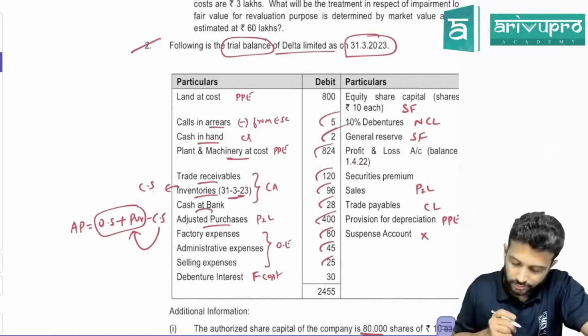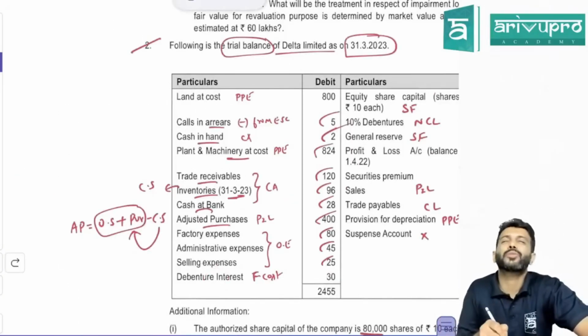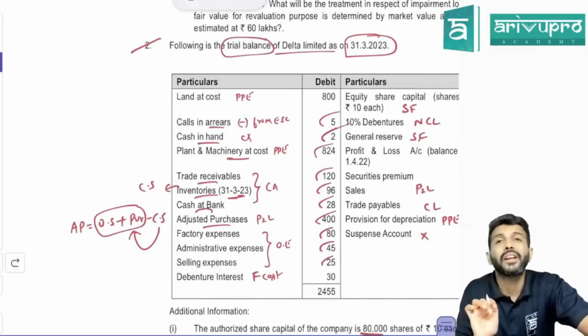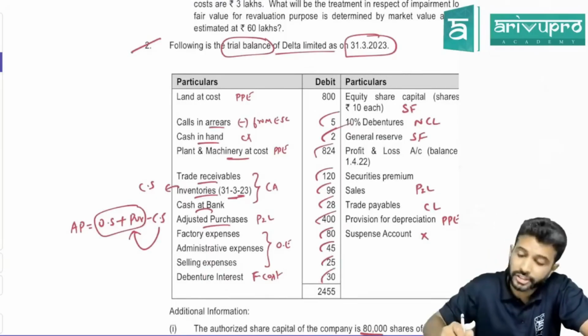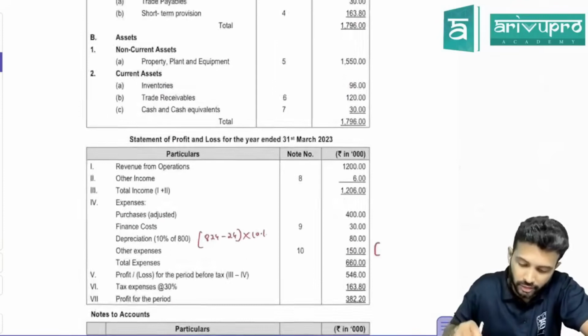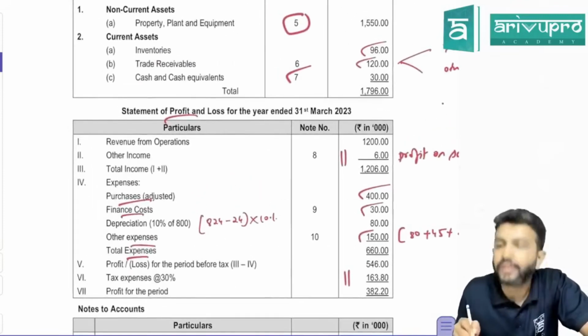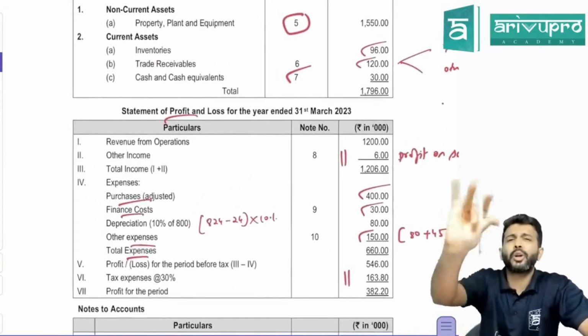All right. Next is what, sir? Debenture interest. Debenture interest, where will it come? In P&L under which category? Under finance cost. How much? 30. Check, have they shown finance cost 30 in P&L? Finance cost P&L 30. They prepared a note, but for one item, don't prepare notes.